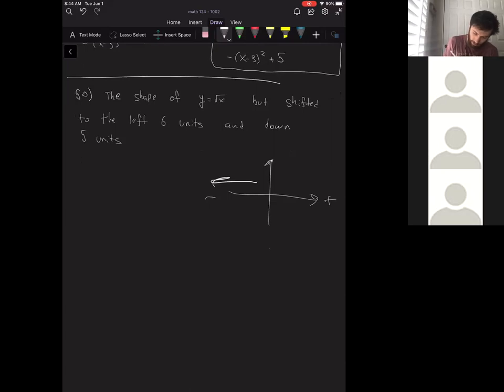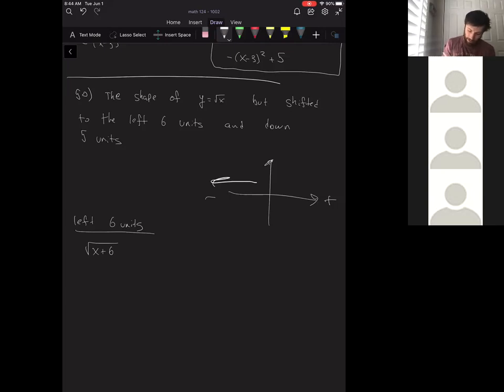First, if we want to talk about just left shifting, so left 6 units, this means we need to add 6 to the x. So it's going to be the square root of x plus 6. This is going to be shifting to the left 6 units. Now if we want to shift down 5 units, remember up and down is just the stuff that happens to the outside of the x. And it's not backwards. So if we move down, we subtract 5, and if we move up 5 units, we just add 5.